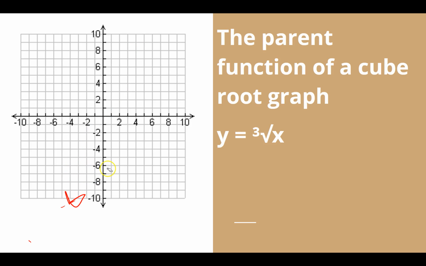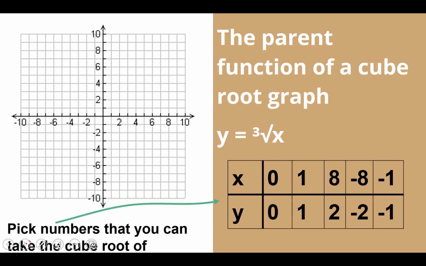So let's actually graph it and see what it looks like. Because we're doing a cube root, let's use x's that are cubes. So let's use 0, 1, 8. I threw in -8 and -1 because can we do negative cube roots? Yes, we can. So let's do it. There's no restrictions with cube roots, just those square roots. So plot those points and see what kind of picture we're going to get.